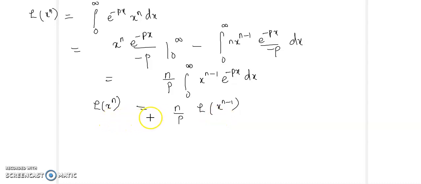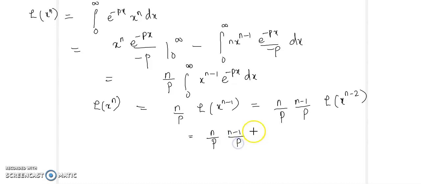So L of x raised to n will be given by n/p into L of x raised to n minus 1. Now repeating this again, with n replaced by n minus 1, you will get n/p, L of x raised to n minus 1, which I can write as (n minus 1)/p L of x raised to n minus 2. So in the next step you will get n/p, (n minus 1)/p, (n minus 2)/p L of x raised to n minus 3.